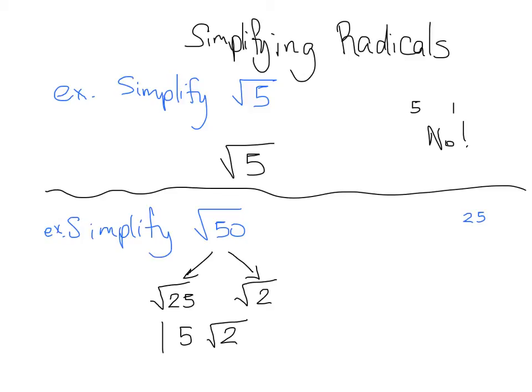So now that we have simplified it, now that we have only a number with no perfect square root or no factor with a perfect square root, we know we're finished and we've simplified it. Let's look at another one that's similar so we can get more used to this.